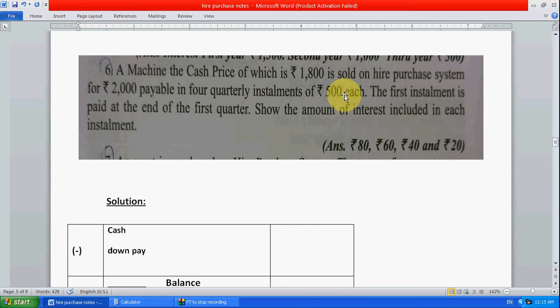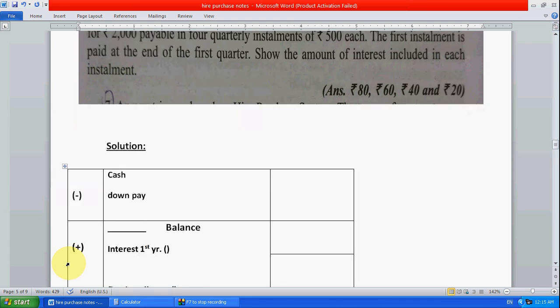It is sold for 2000. The 1800 machine was sold for 2000. 500 each installment we have to pay quarterly. The first installment is paid at the end of the first quarter. Show the amount of interest included in each installment. So we have to calculate each installment's interest. The same thing we have to do.